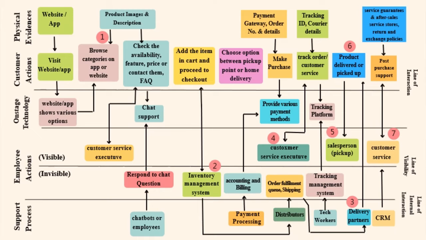Now the next action of the employee would be to pick the item and add it to the cart. Here the inventory management system checks the availability of the products in the inventory of the various distributors to fulfill the order demand. If the product is available in stock, then the customer proceeds to checkout, and while making a purchase, the immediate visible action provides customers various payment gateways like credit card, debit card, UPI, net banking, etc., which is supported by the backstage action of order booking and accounting and billing with the help of the support process of payment processing. At the same time, the distributor puts your order on the fulfillment queue and readies it for shipping.